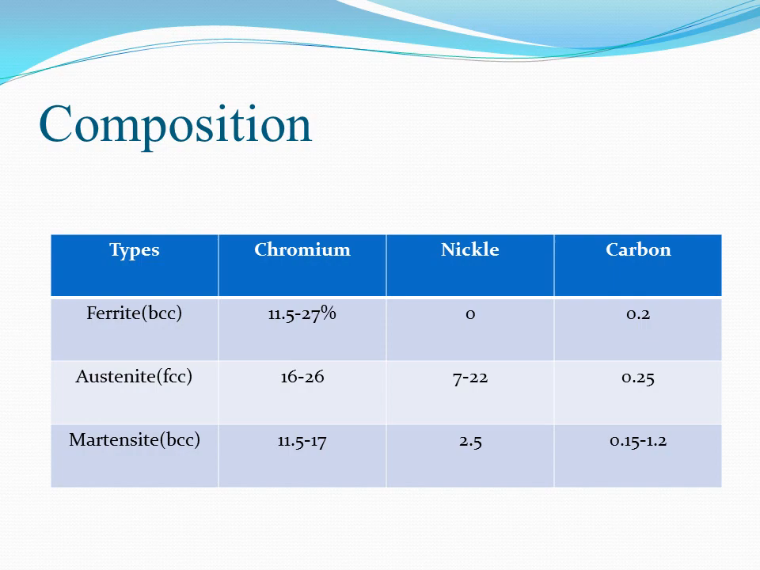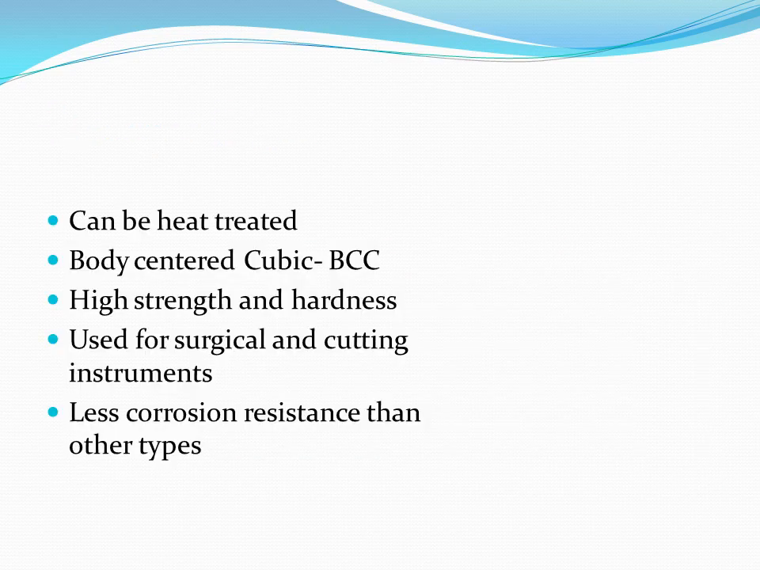So, ferrite is body centered, and the chromium content is about 11.5 to 27%. There is no nickel, and carbon is present in about 0.2%. Austenite is face centered, and this contains about 16 to 26% chromium, a great amount of nickel, about 7 to 22%, and 0.25% carbon. Whereas the martensitic form, which is also body centered, contains about 11.5 to 17% chromium, so it contains less chromium, and about 2.5% nickel, and carbon is present in greater amounts, 0.15 to 1.2%. So the composition is very important, and so is the crystalline structure. You should be aware of that.